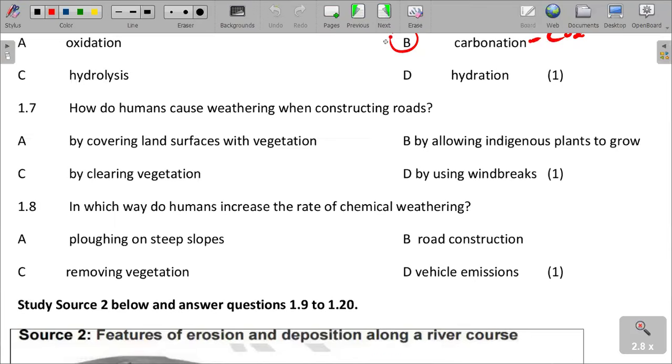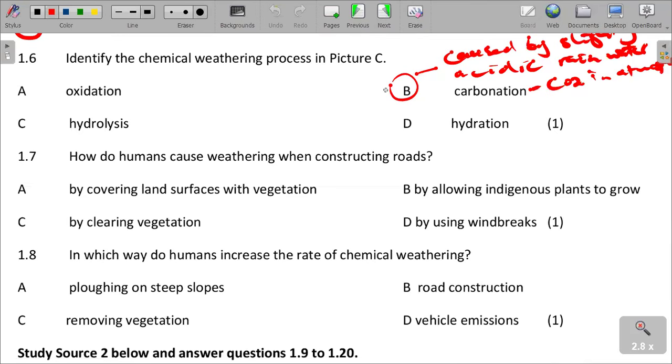And then, when we talk about hydrolysis, let me just finish the definitions of these processes in order for you to understand them properly. Hydrolysis is also a chemical weathering process.